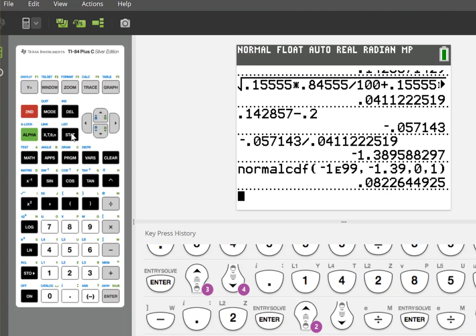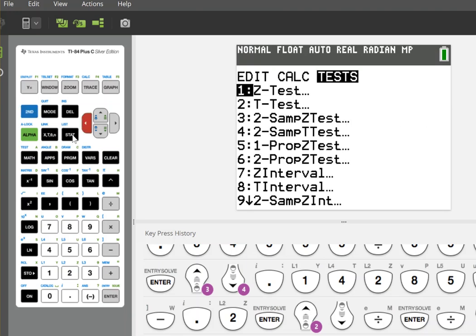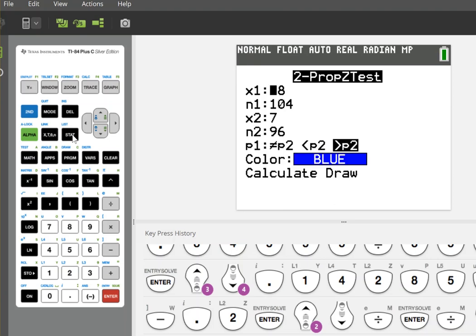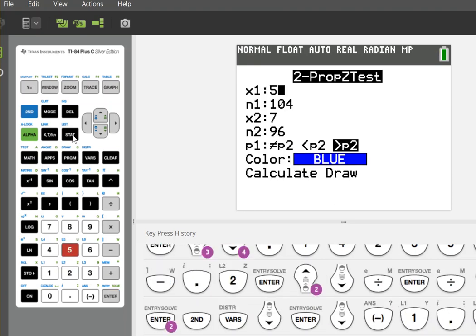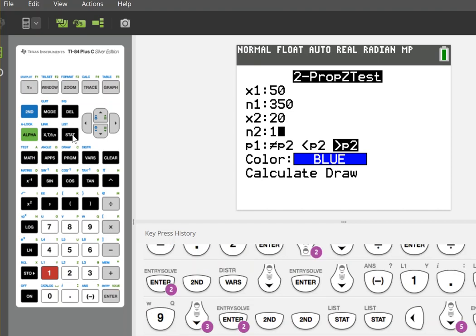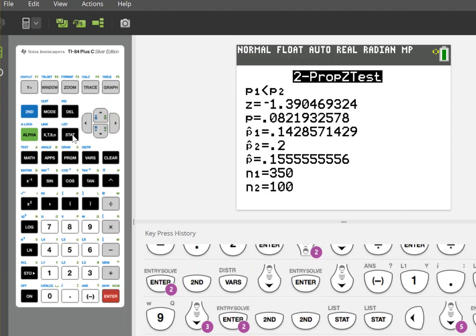If we go to stat test, we want to do a 2 proportion z-test. So they're going to ask us how many were successful. Well, the first one was 50 out of 350. That was this year. And what was last year? Last year was 20 out of 100. And we were seeing the less than version, and we're going to calculate this. And there's that 0.0822, isn't it? Isn't that gorgeous there, that 0.0822? So we could have got it that way just as easily instead of doing all the work out. But I want to show you all the work and all the steps that you have to do. So now let's go back and finish this puppy up.